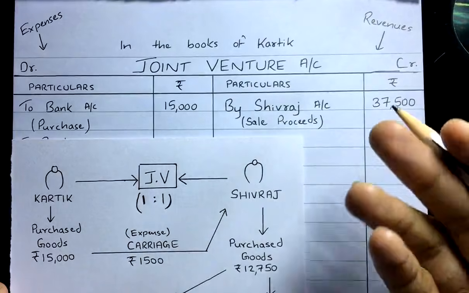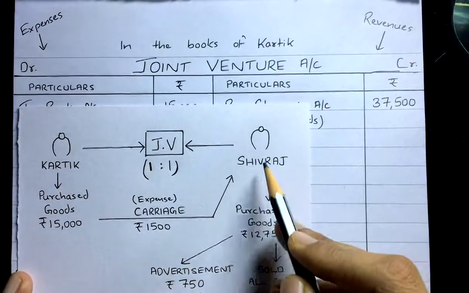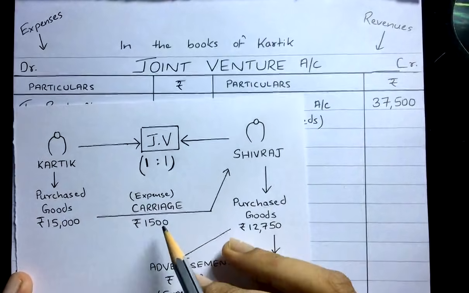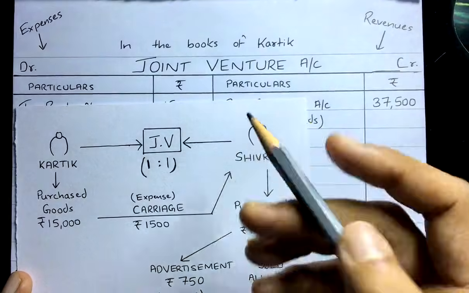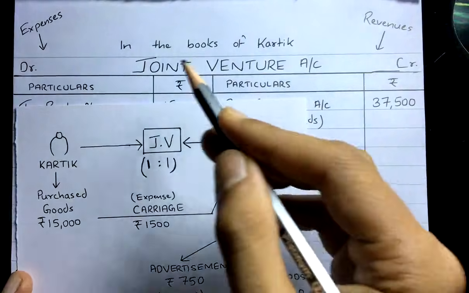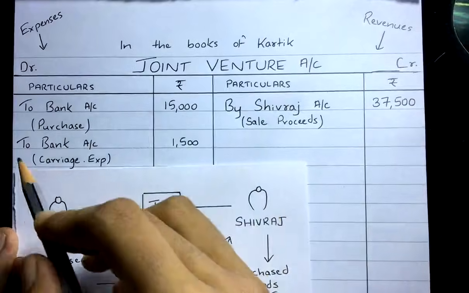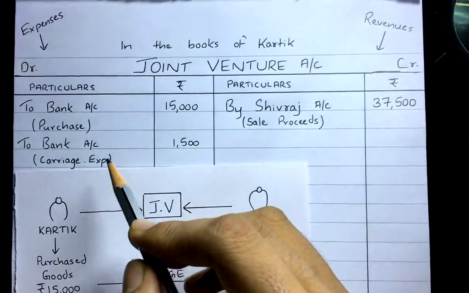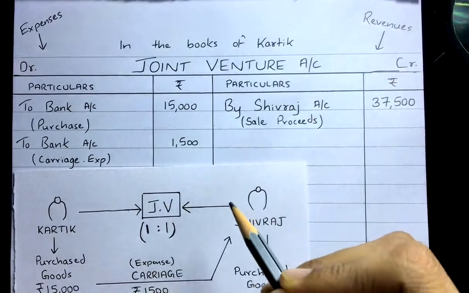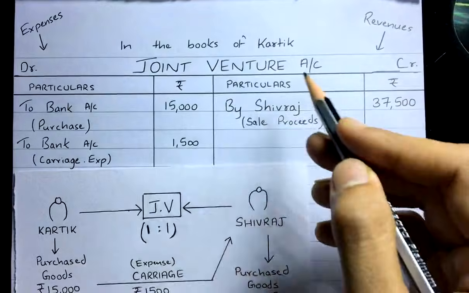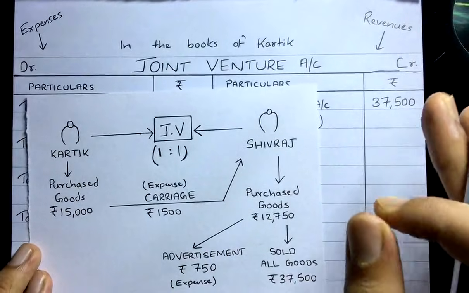So 15,000. And then what happened? And then Karthik sent those goods to Shivraj and incurred expense of rupees 1,500. Now again expense is increasing. Now I told you, right, whenever expense increases, joint venture account debit. All right, joint venture account debit to Karthik. But now we cannot take Karthik, so to bank account. Again, for the payment of that expense also he used bank account. So to bank account 1,500. Okay, expense is increasing, joint venture account debit to bank account. Simple, right? 1,500.